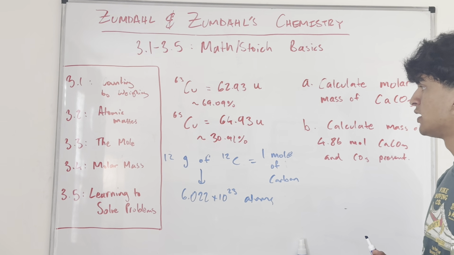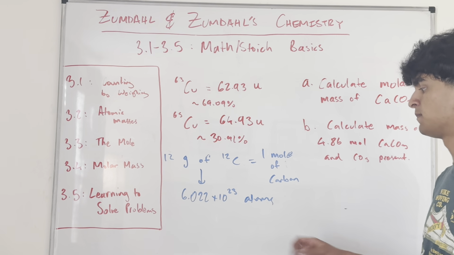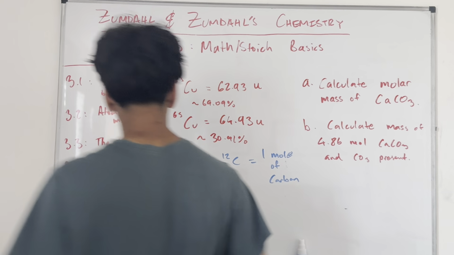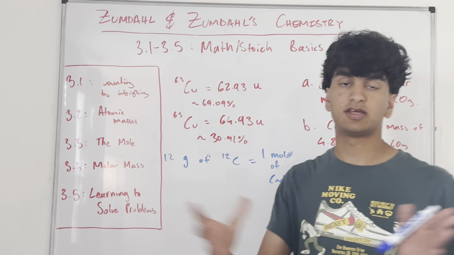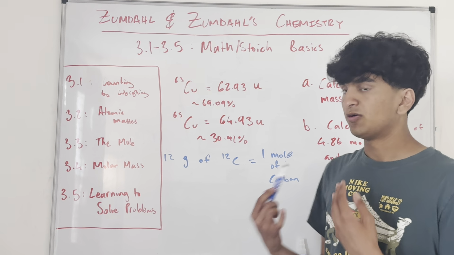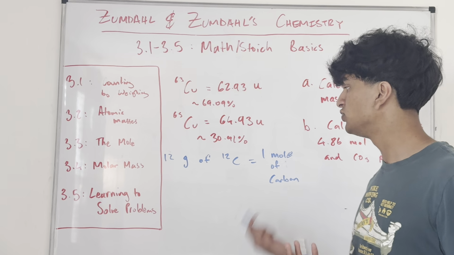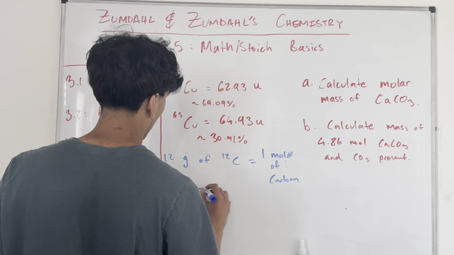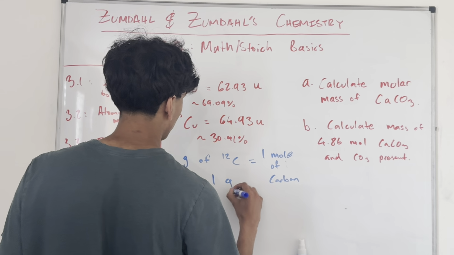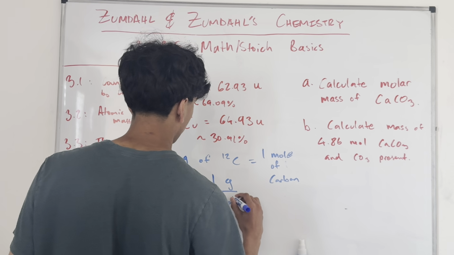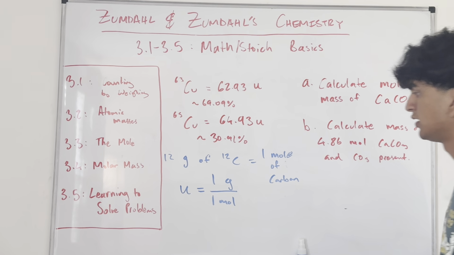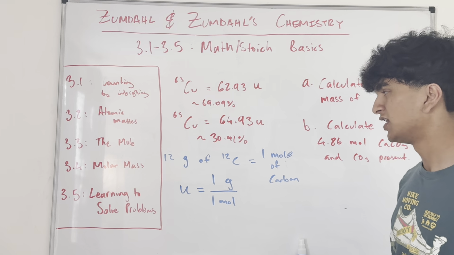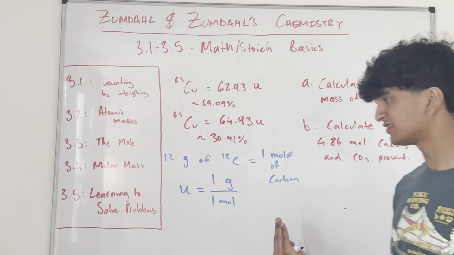Okay? So it turns out, I sometimes go on with my videos, I really do try to keep them as short as possible. Based off this definition, you can conclude that 1 atomic mass unit, u, is really 1 gram per 1 mole. It's a gram per mole, right? You can kind of see why that makes sense.